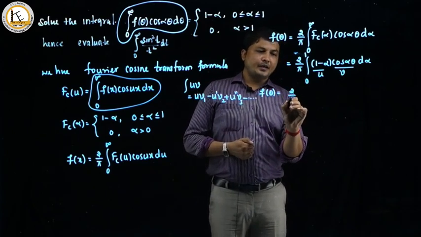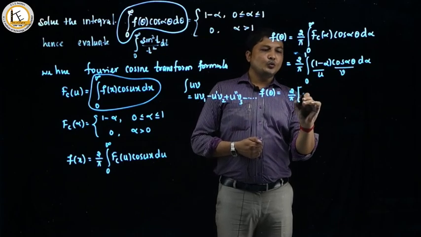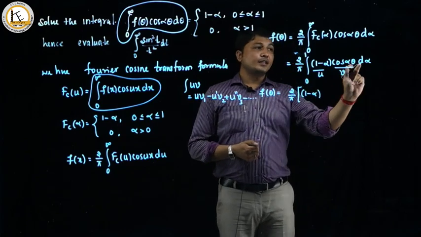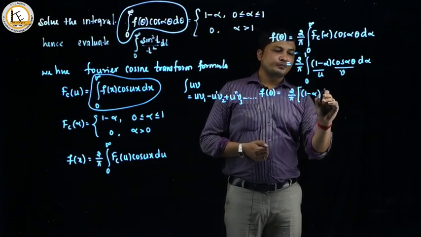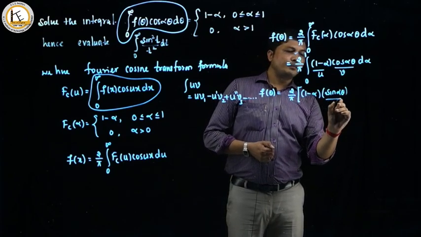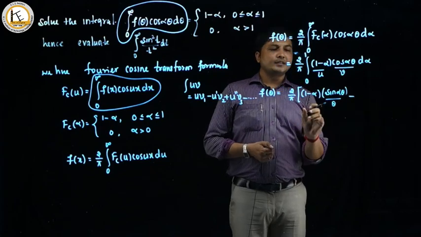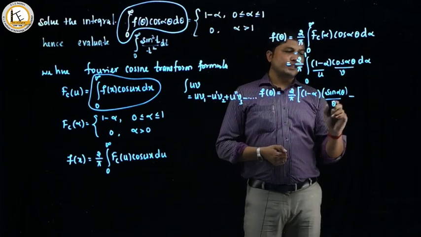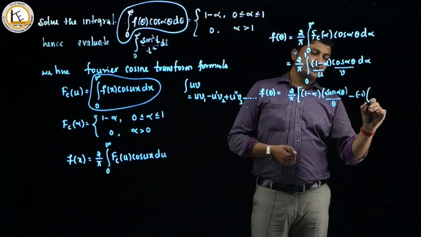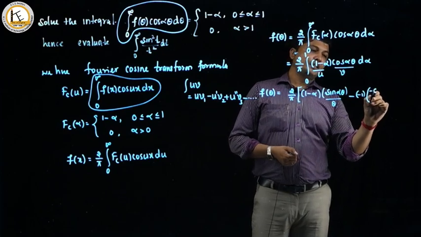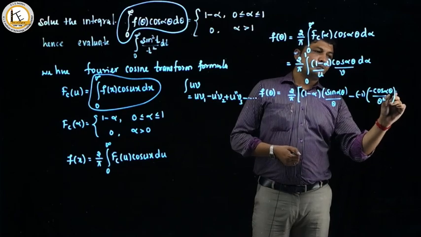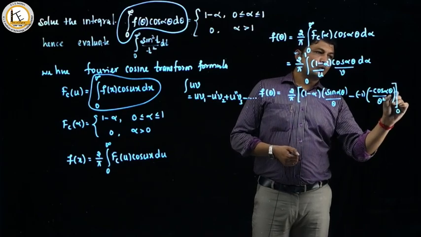So it is 2 by pi into bracket u as it is, and the integration of cos alpha theta with respect to alpha will be sin alpha theta divided by theta, minus the derivative of 1 minus alpha with respect to alpha, which is minus 1, and the integration of sin alpha theta with respect to alpha will be minus cos alpha theta divided by theta square, applying the limits 0 to 1.